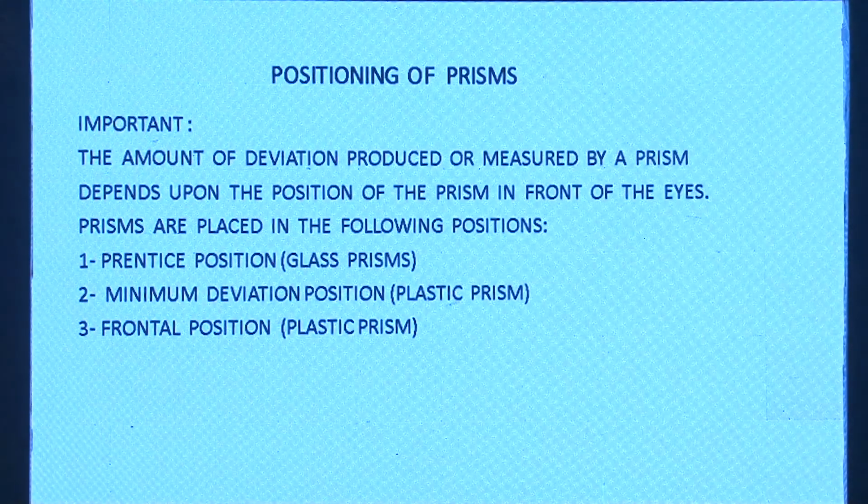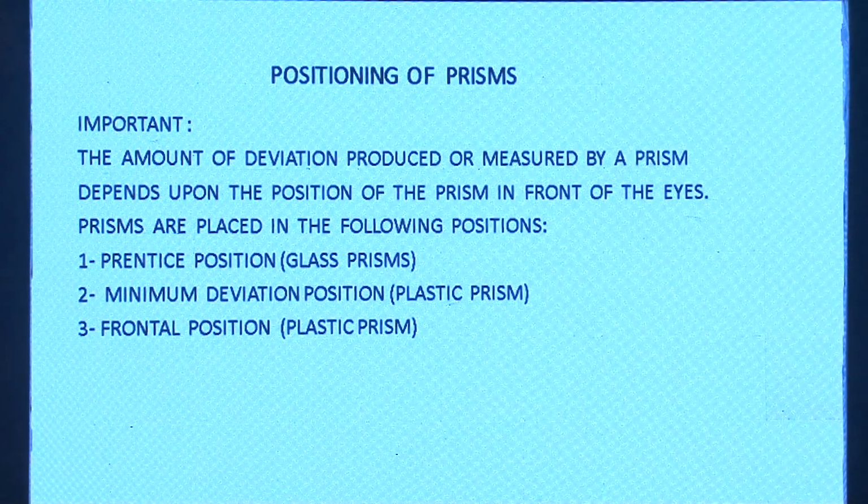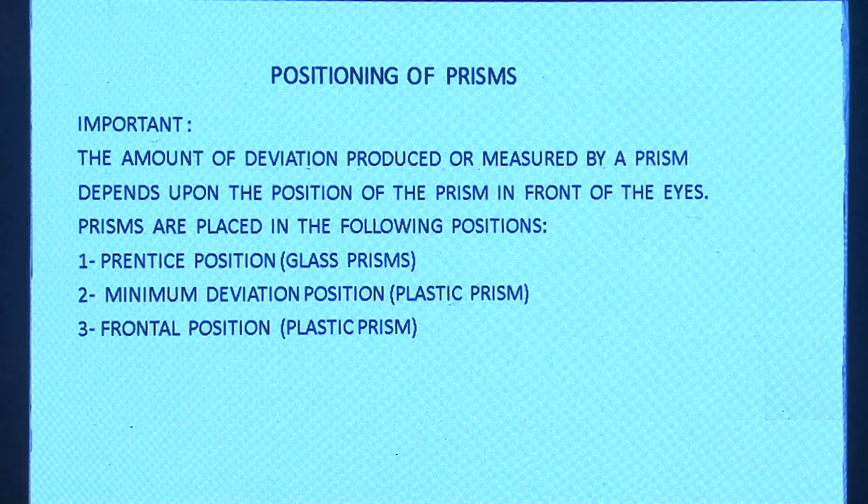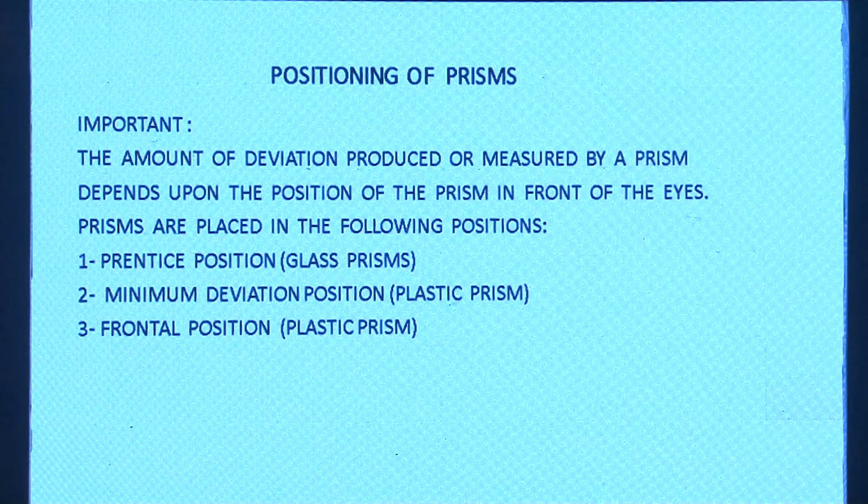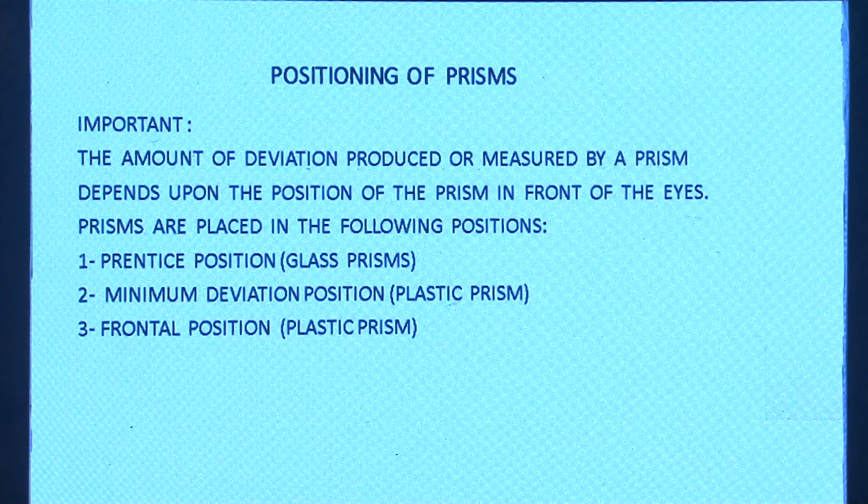So we have 3 positions where we put the prism for measurement. The Prentice position, and when you do a Prentice position, you use glass prism. But most of us we are not using glass prism. We are using plastic prism, which is an acrylic. Then minimum deviation position and frontal position, which is mostly what I am doing. Now these are the 3 positions. See, the Prentice position is you put the prism in the line of the direction of the strabismus. It's a line of the alignment. You do glass prism, but this has fallacies, so we don't use it.